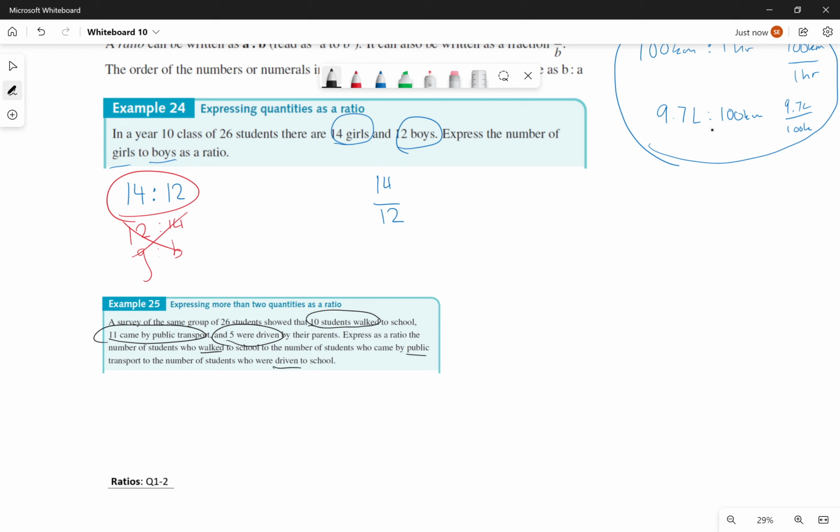So we'll start off with the number that walked. So we've got 10 students that walked, 11 came by public transport, and 5 were driven. So that would be our answer there. So not too bad, just kind of a new way to write stuff.